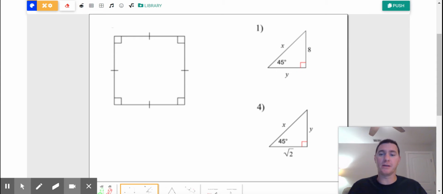So let's start by talking about what makes these triangles special. What makes them special is the shape from which they come. So our first triangle comes from a square.